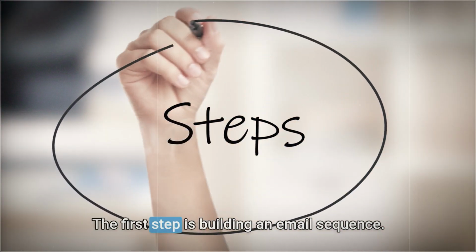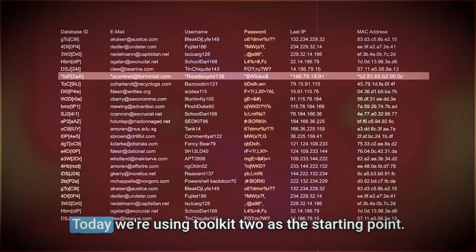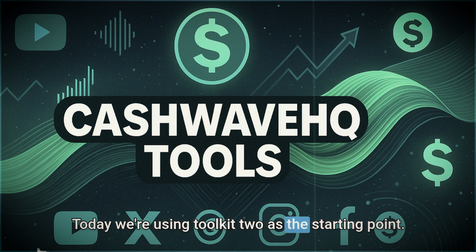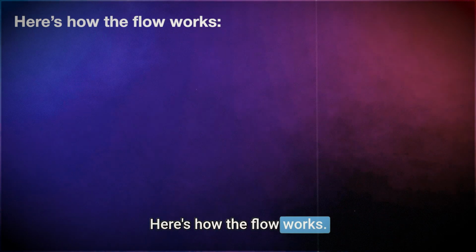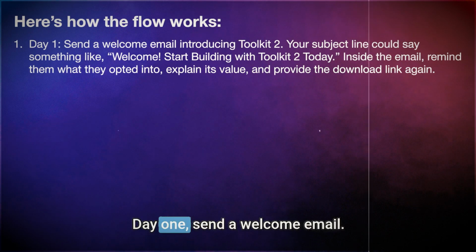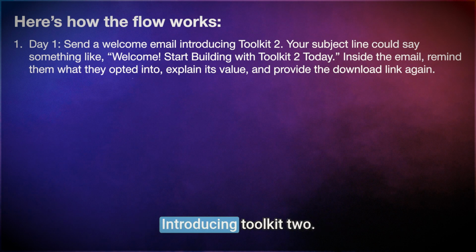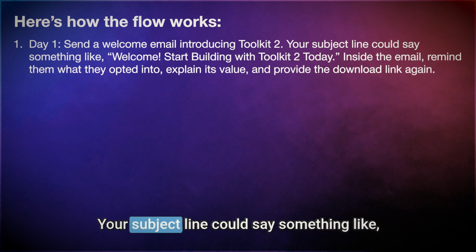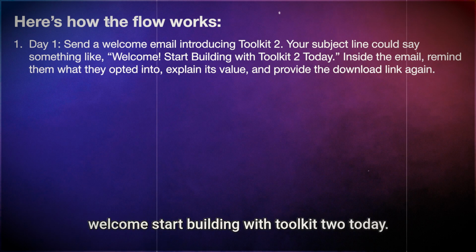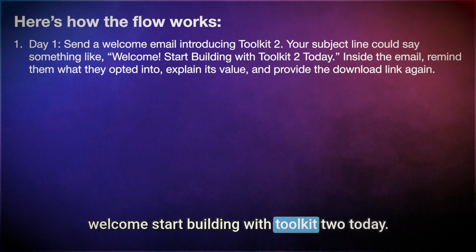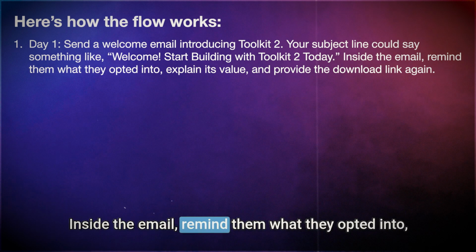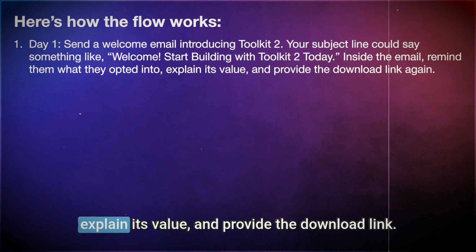The first step is building an email sequence. Today, we're using Toolkit 2 as the starting point. Here's how the flow works. 1. Day 1. Send a welcome email introducing Toolkit 2. Your subject line could say something like, "Welcome. Start building with Toolkit 2. Today." Inside the email, remind them what they opted into, explain its value, and provide the download link again.